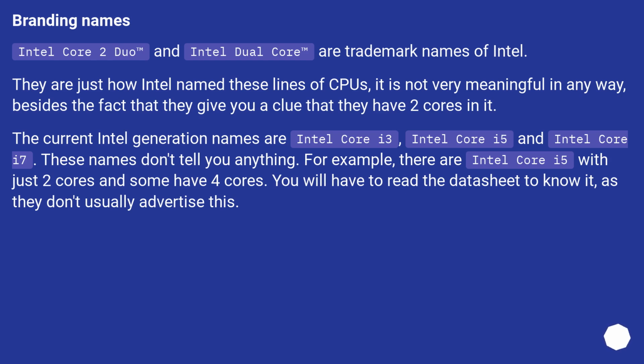These names don't tell you anything. For example, there are Intel Core i5 with just 2 cores and some have 4 cores. You will have to read the datasheet to know it, as they don't usually advertise this.